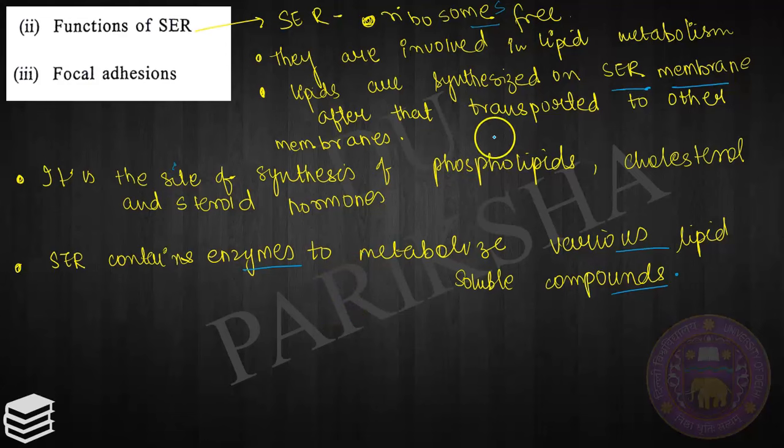Then when the lipids are synthesized, they are transported to other membranes through what? Through direct membrane contact, or by the formation of vesicles, or third, by lipid transfer proteins. So it also plays a role in membrane growth, as the lipid bilayer keeps growing as new phospholipids are added. It also contains various enzymes that metabolize various soluble compounds, so it helps in detoxification too. Then steroid hormones are synthesized.